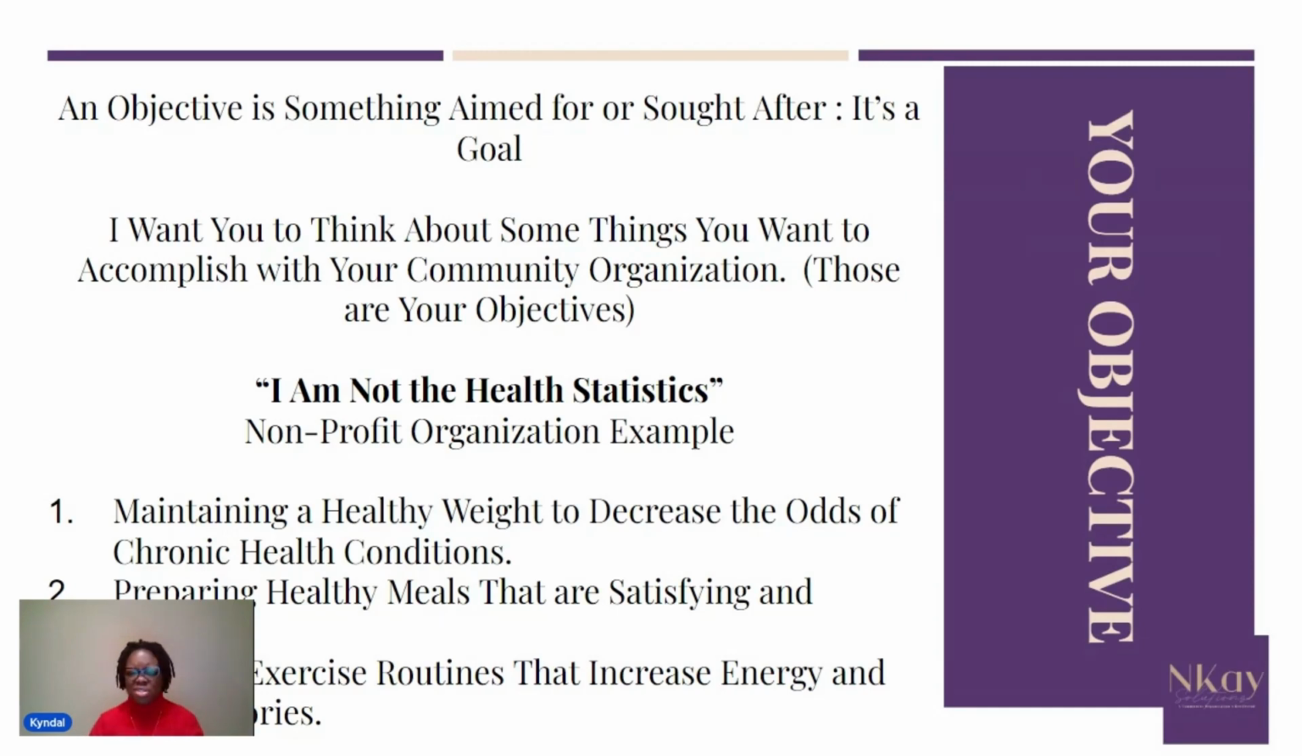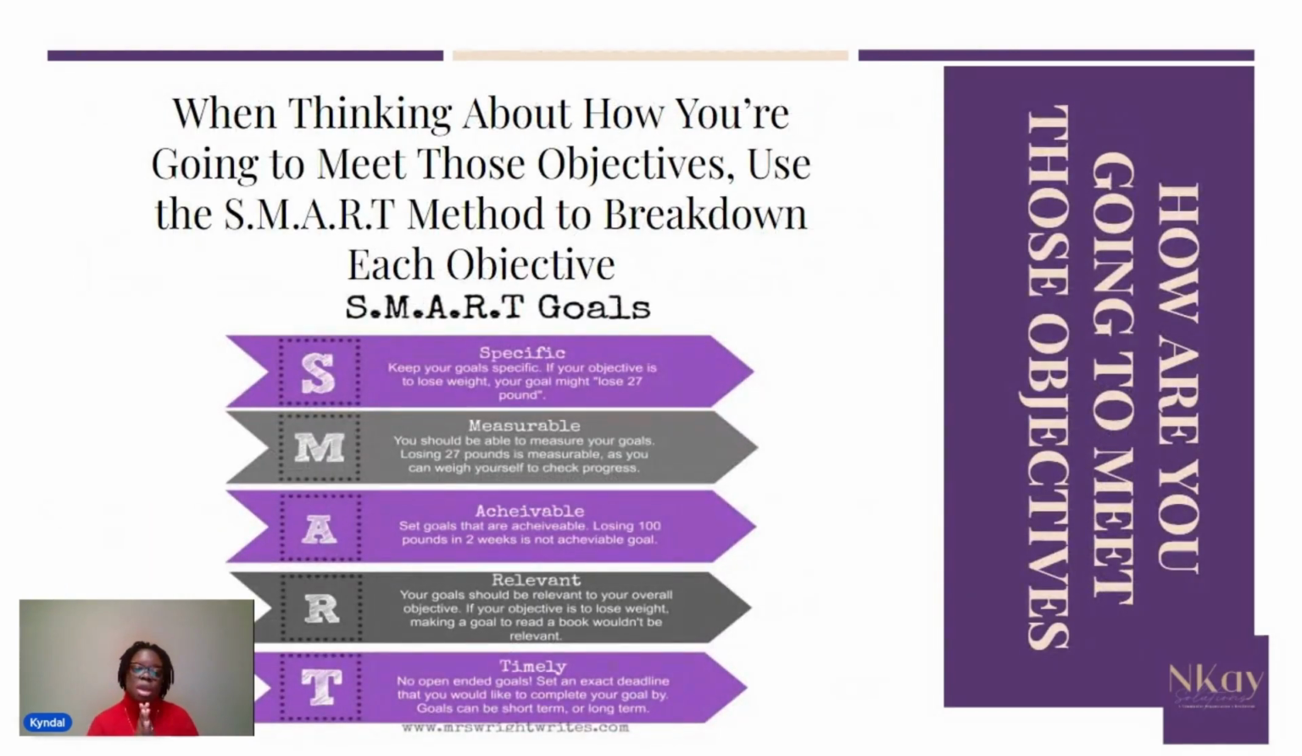Now, we can have these on paper all day. We can say that this is what we want to do. But how are we going to do it? The way that I like to iron out the how is by using a method called the SMART method. And the SMART method breaks down each objective on how exactly you're going to accomplish that for your community.